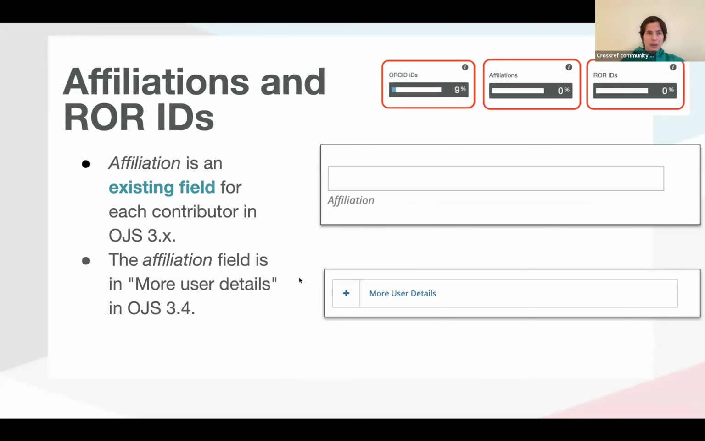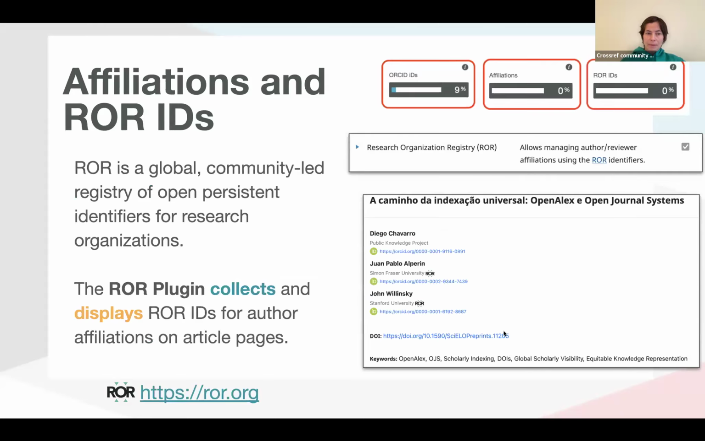And in a similar fashion, you can add an affiliation to an existing field. You can add more than one. And we encourage you to use the ROR IDs for that, because they help us disambiguate the institutions, and it is then the most accurate information available. The ROR plugin collects and displays the ROR IDs for other affiliations on article pages. So you can also consider using the ROR plugin for that.